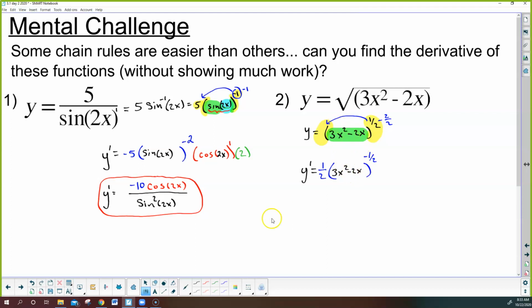Keep the inside, and then I have to multiply by the derivative of the innermost piece, which is right here. So this is just two quick power rules. 2 comes down, multiplies by 3, and then the derivative of minus 2x is just minus 2. You don't need to put the 1 there.